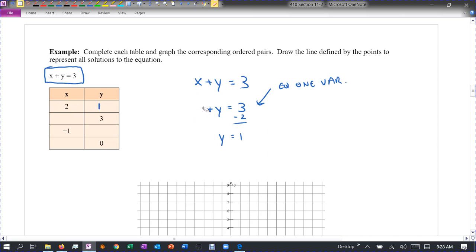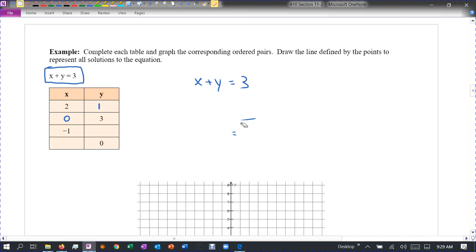Now let's do it again. Let's pick another value. This time let's pick a y value. So we're going to pick a y value of 3. Let's just rewrite this. And now again we have an equation with one variable in it, x. So let's go try and solve for x. So we subtract 3 on both sides. We get x must be 0. So that means if you plug in 3 for y, x should be 0. Let's do it again.